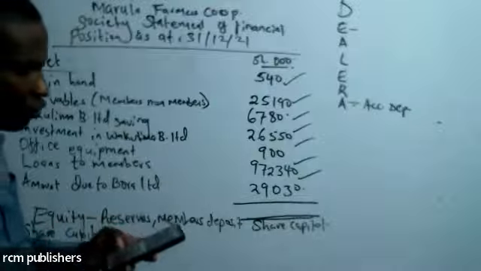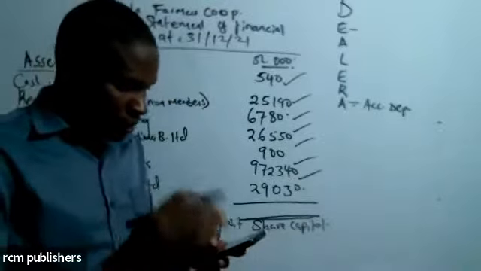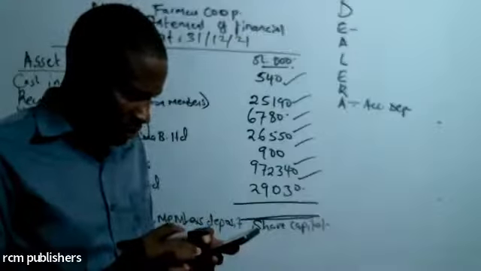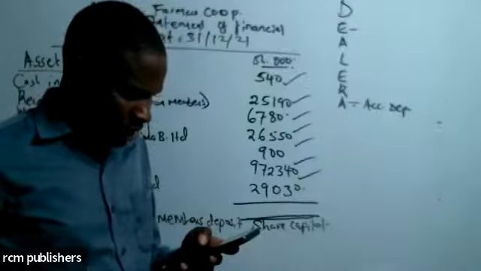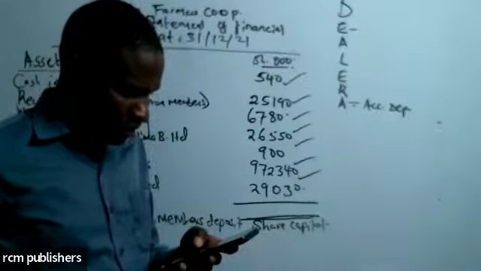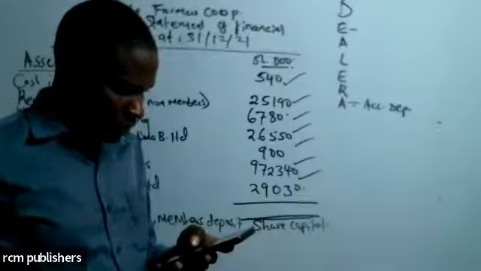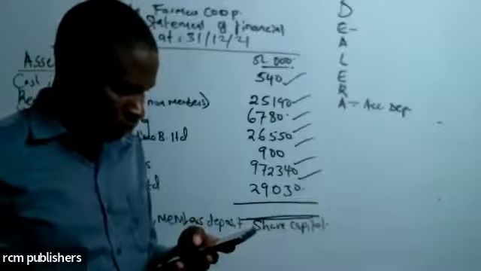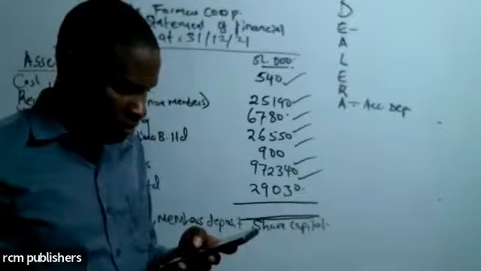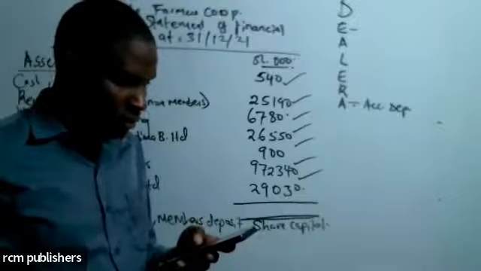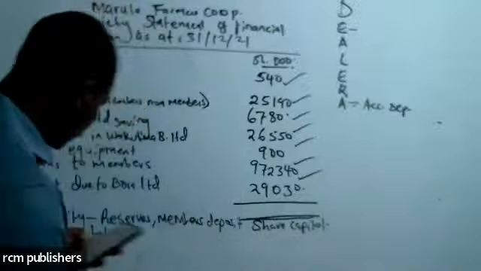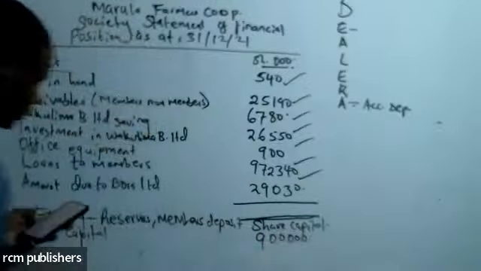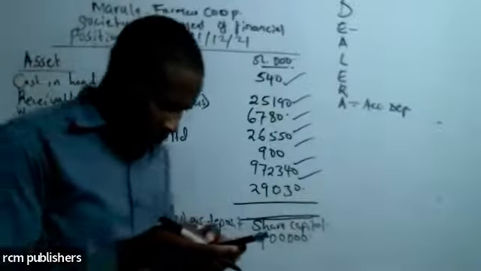Share capital. Now we are looking at our what? Our credit side. Share capital pale 900,000. I hope everyone has seen that. Just below the fee. Share capital is 900,000. Then let's look at another item.